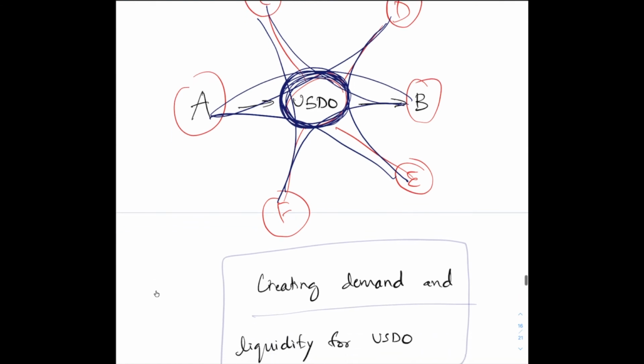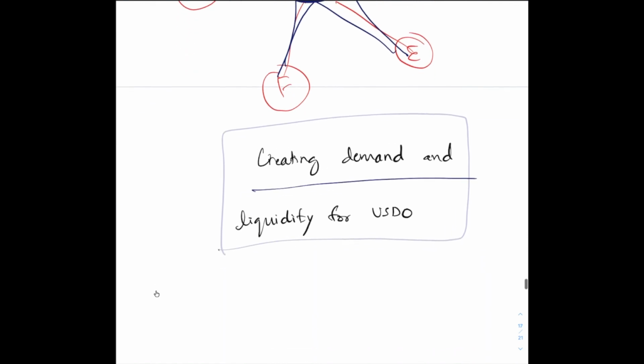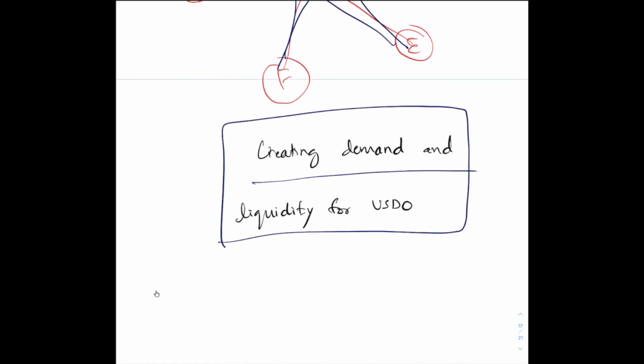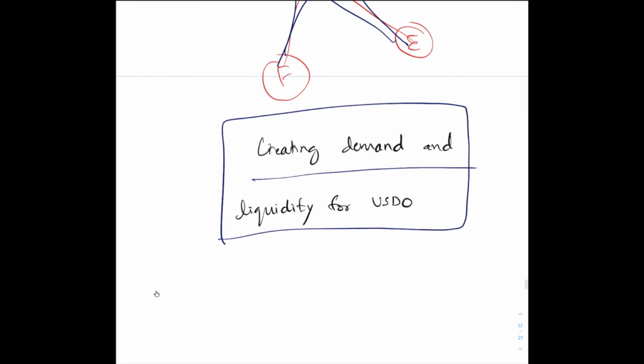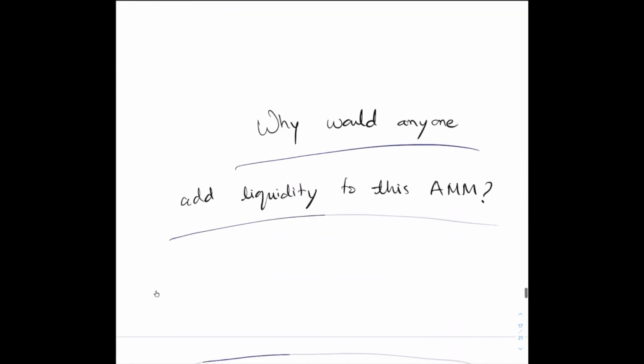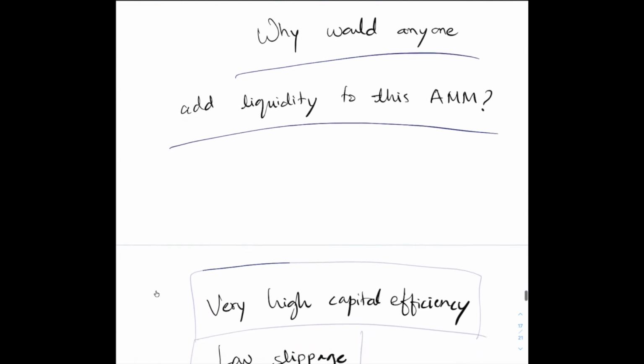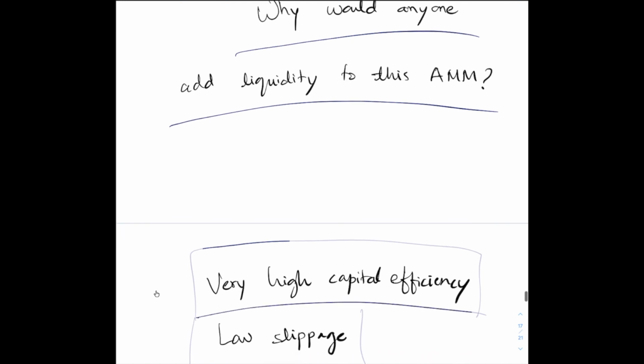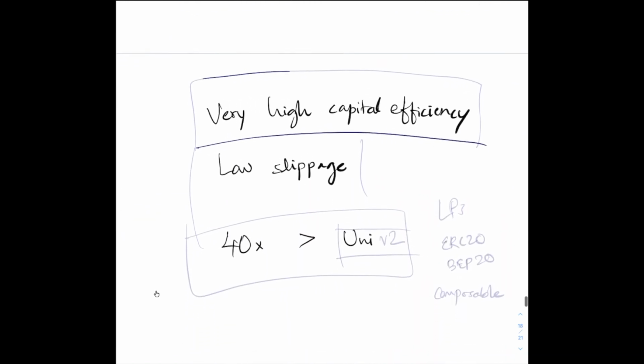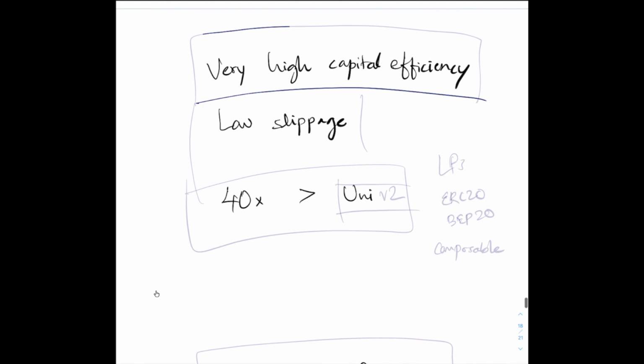So it effectively creates demand and liquidity for USDO, which are the two main objectives which we have in order to ensure the peg. Now, why would anybody actually use this AMM? Why would anybody add liquidity to this AMM? The answer is simple. As discussed previously, such an AMM would have very high capital efficiency, which means that it is typically going to be at least 40 times more efficient than Uniswap V2. Let's be accurate over here.